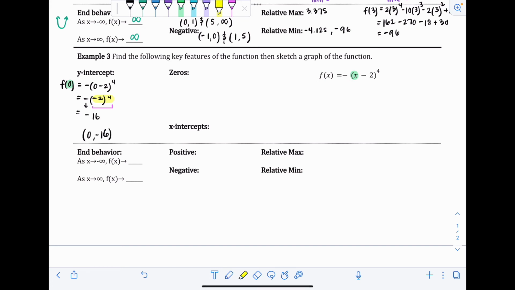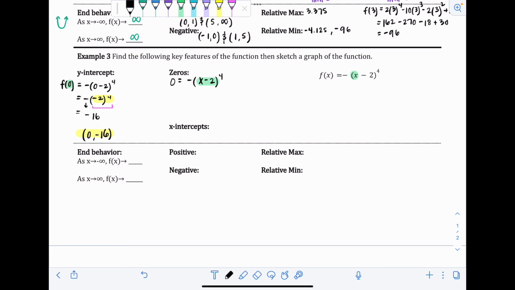And then for the x-intercepts, or I'm getting ahead of it, for the zeros, we put 0 in for f of x, so it completely replaces it. So it'd be 0 equals negative x minus 2 to the fourth. And then we want to solve for x. This is already in factored form, so I just need to set the factor equal to 0. Don't have to do anything with the negative. The only factor that's really there is the x minus 2.